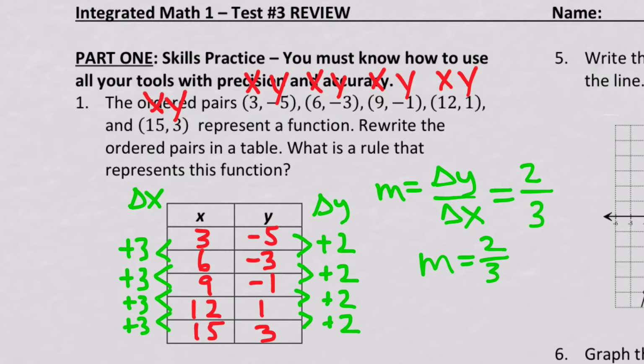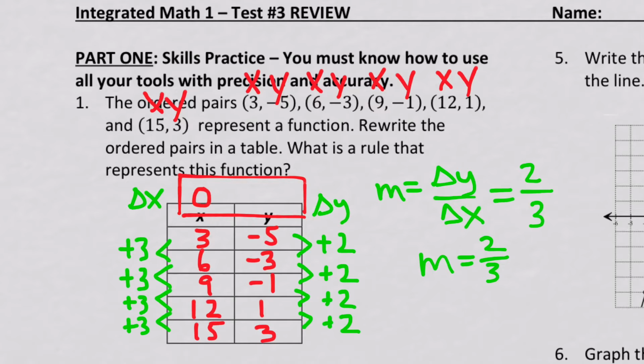But to write an equation or a rule, I have to be able to find also the starting value or the y-intercept. And that's always going to be in a table where x equals 0. So can I find the y value when x equals 0? Looking at my pattern, if the pattern is to add 3 going down the table, if I go backwards in the table, the pattern would be to subtract 3. So 3 minus 3 gives me my 0.